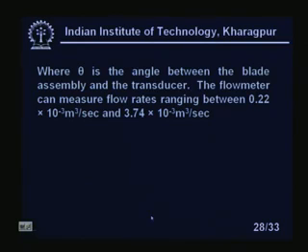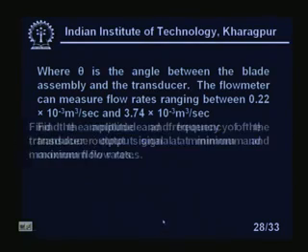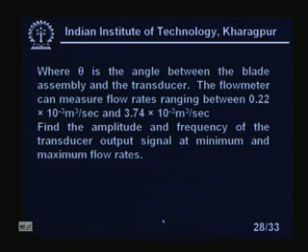So we exactly use the same notations here, right. And the flow meter can measure the flow rates ranging from 0.22 into 10 to the minus 3 meter cube per second and 3.74 into 10 to the minus 3 meter cube per second, right. Find the amplitude and the frequency of the transducer output signal at minimum and maximum flow rate, right.